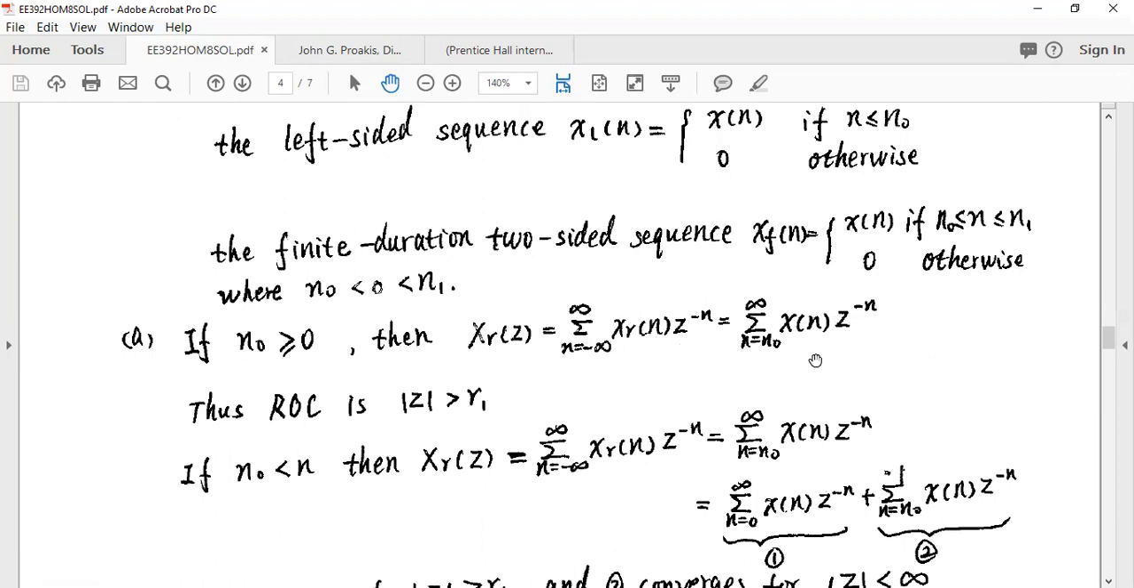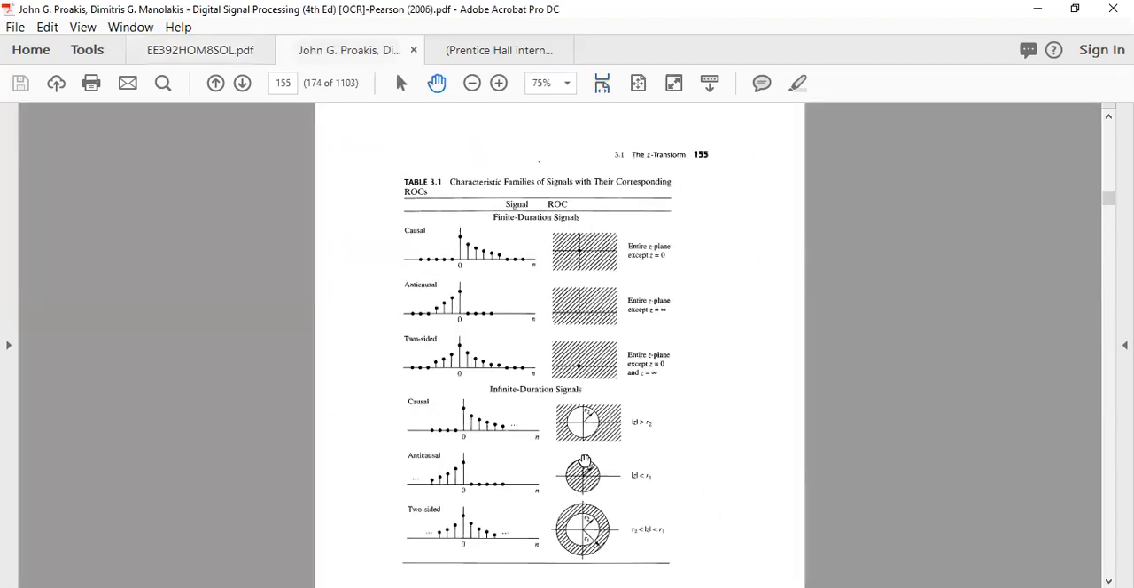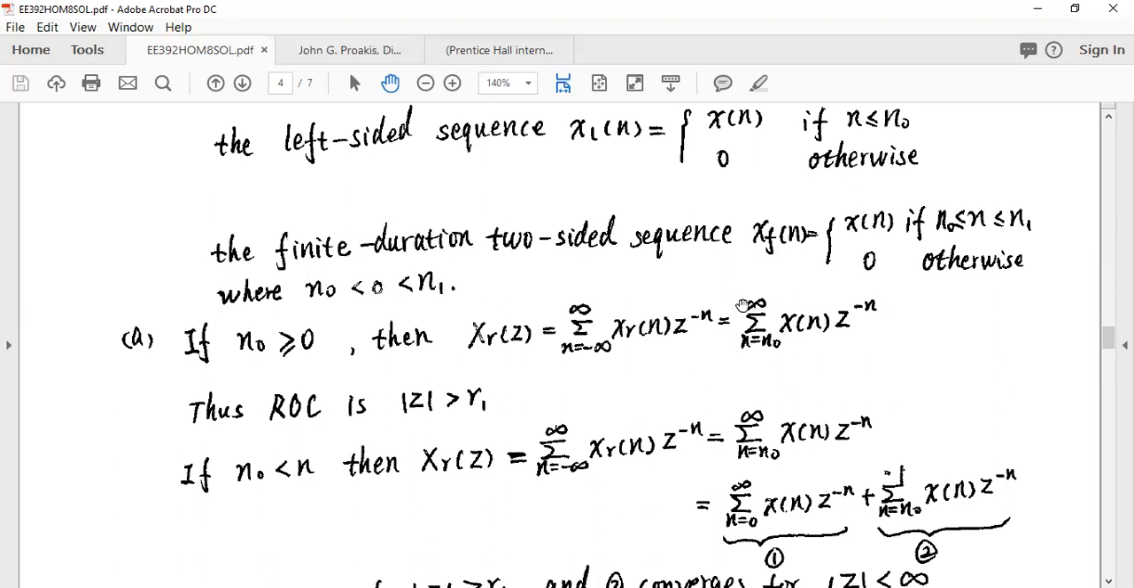So this is basically the sequence that we get. Based on this, we know that the region of convergence for this particular part will be falling on the outside of a circle of radius R1. So that is why the modulus of z is greater than R1. You can see that it is the same for this particular case as well. If it falls on the right-hand side and the sequence is infinite, it starts from n naught and has no limit, it keeps on going up till infinity.